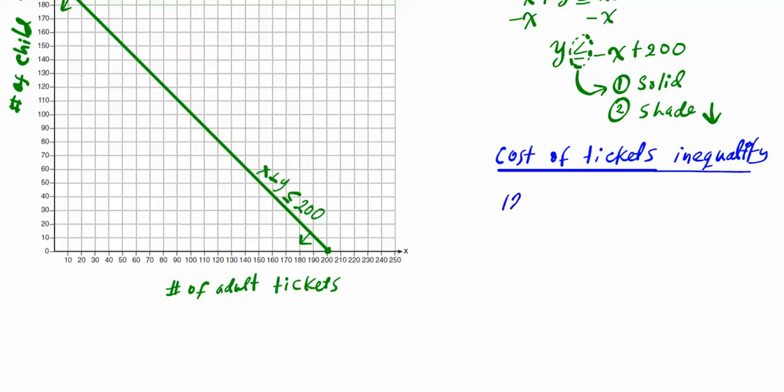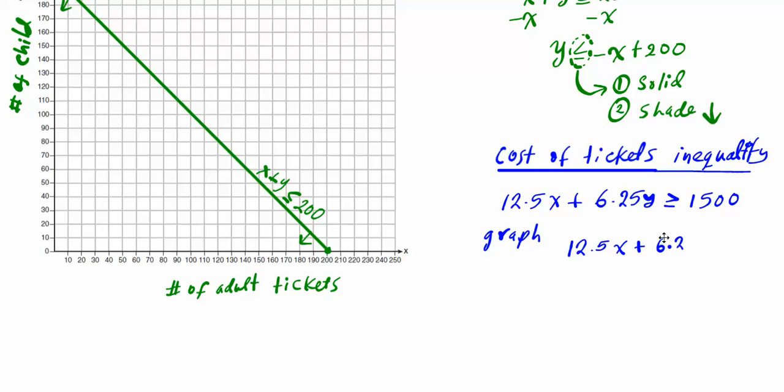We have 12.5x plus 6.25y greater than or equal to 1500. So we're going to be using intercepts, okay? So what we're going to do first is graph the equation. Use the related line of this inequality, with an equals sign, to determine the points. Okay, this is just to help us find the points, and then we'll apply the inequality later.